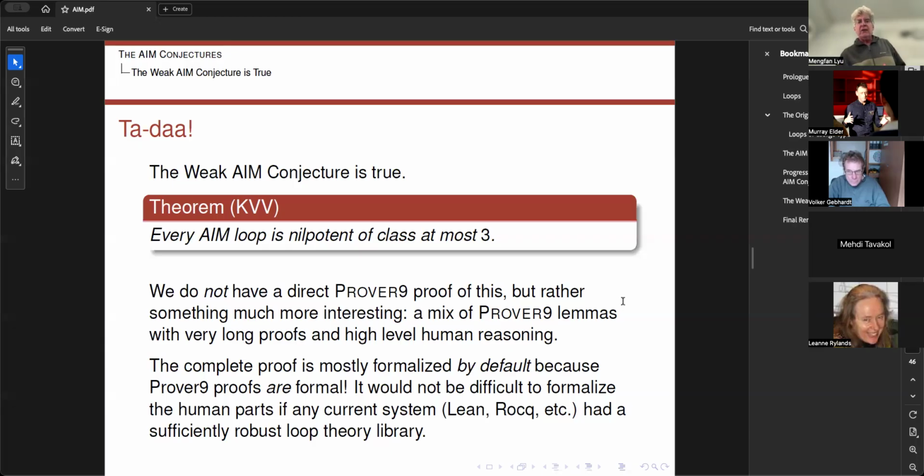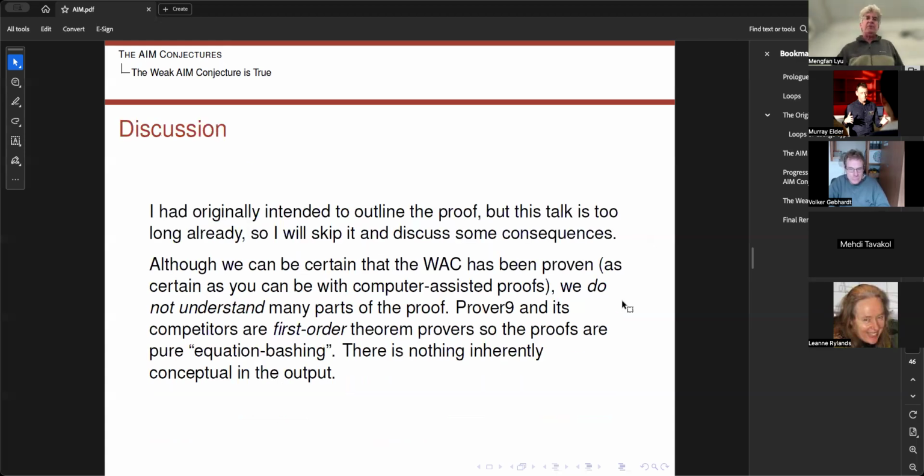So that's not the issue. The issue isn't to formalize the proof. The issue is actually the opposite. Now, when I've talked about this to loop theorists, of course, I outline the proof, but I'm not going to do that because we're getting too long here anyway. But I'm going to skip ahead to some of the consequences of this.